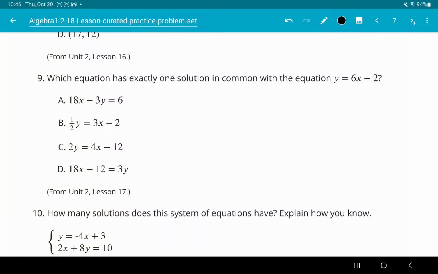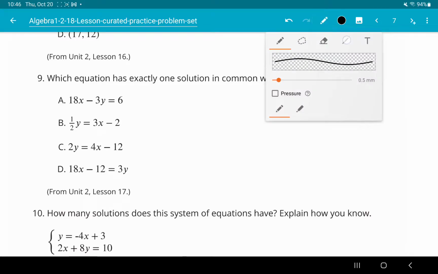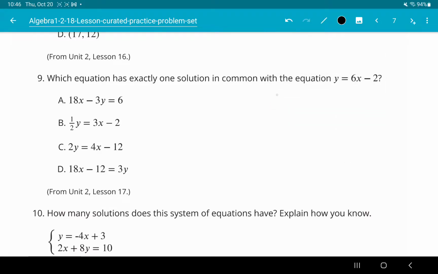Which equation has exactly one solution in common with the equation y equals 6x minus 2? Okay, so if there's exactly one solution, then that means what I have is intersecting lines, as opposed to the same line or parallel lines.